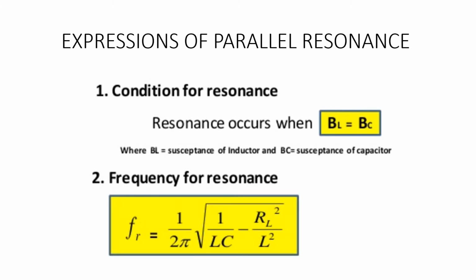Some expressions of parallel resonance. Condition for resonance: resonance occurs when BL equals BC, meaning the susceptance of the inductor is equal to the susceptance of the capacitor. The resonance frequency for a parallel circuit is given by Fr equals 1 upon 2 pi under root 1 upon LC minus RL square upon L square.